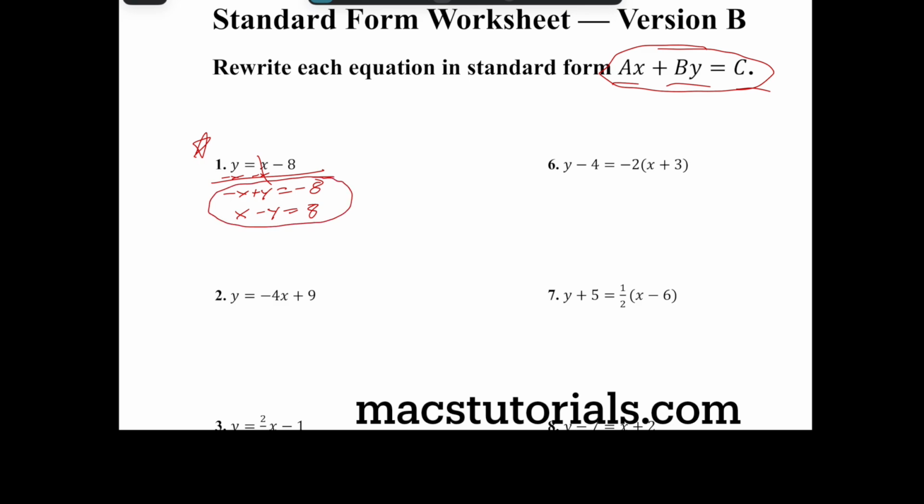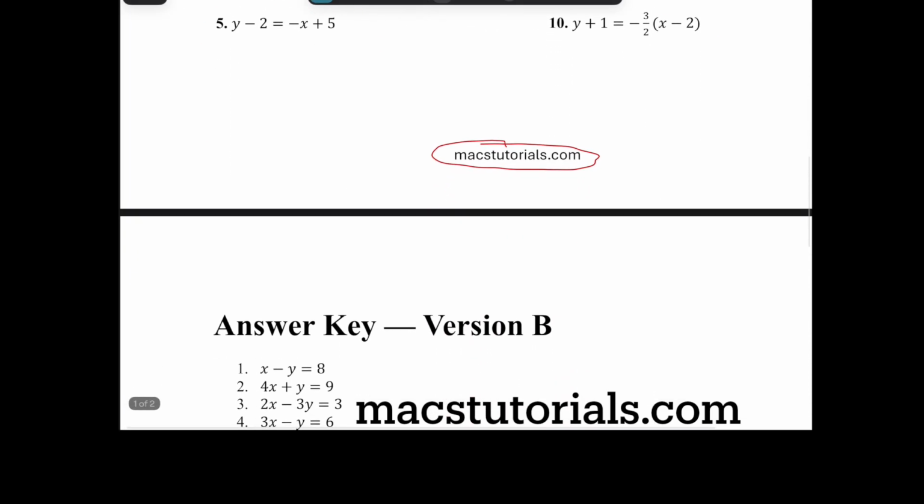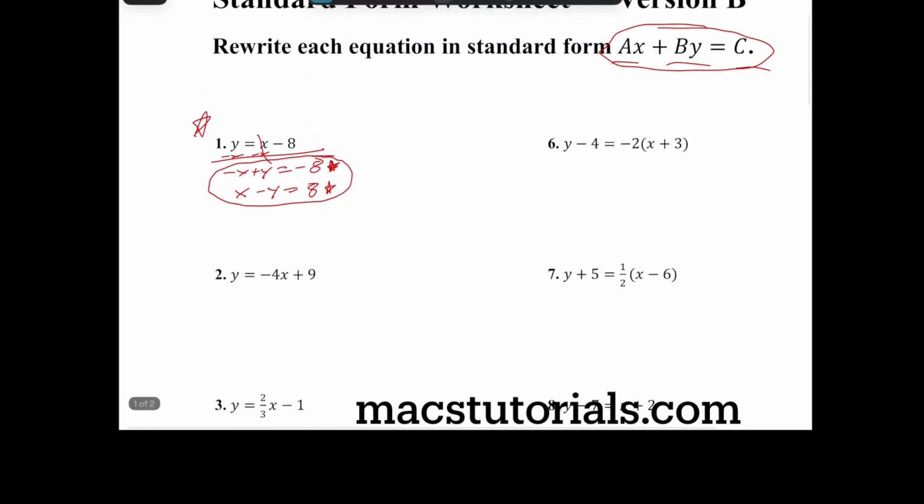It's good to know because you may come up with this, but then your answer key has that, or your multiple choice. So what did this answer key do? Okay, this answer key went x minus y equals 8, which is what this says. Okay, so just be ready for that in case.